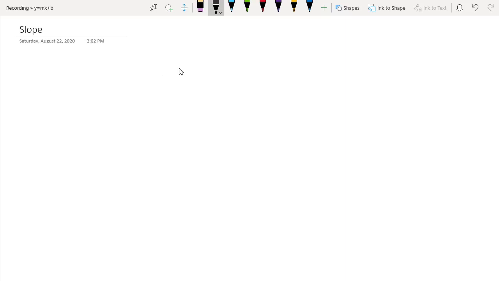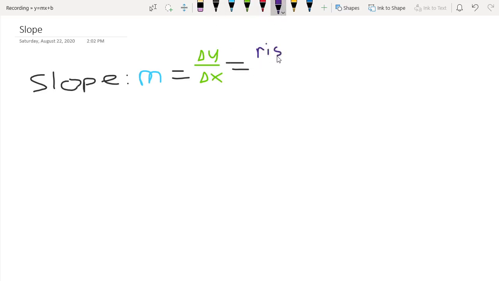Slope can be defined as the variable, and we'll use blue, m. So what m equals is change of y over the change of x. Some of your math teachers might call it rise over run, which I'll explain in another video. This one is used for graphing purposes mostly.